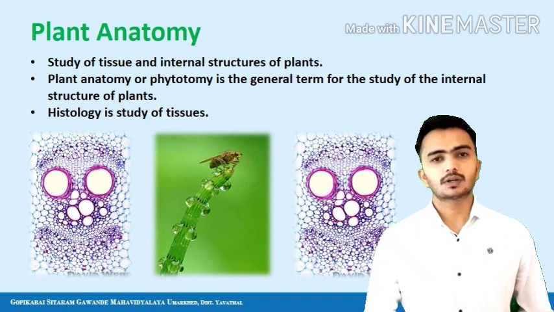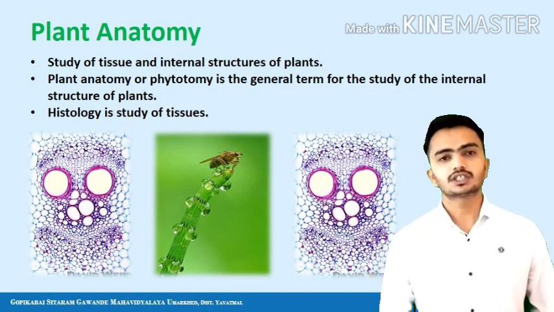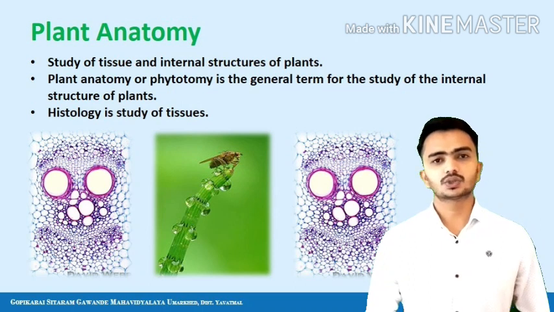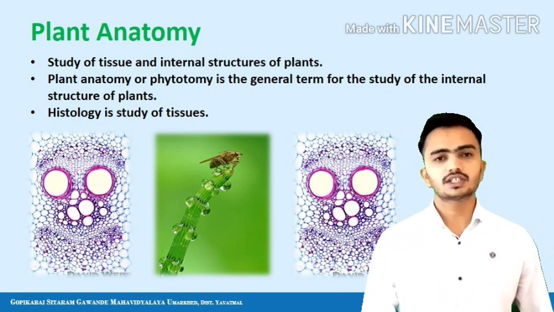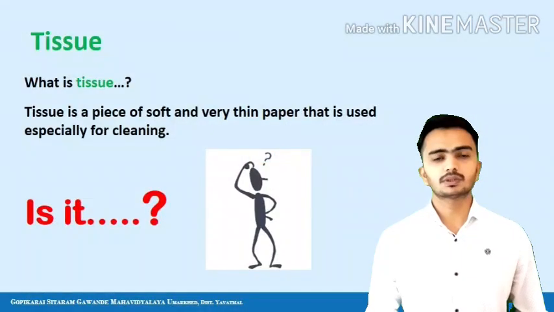Again, there is another branch of botany which deals with the study of tissue, known as histology. So that is another branch in which a detailed study of the tissue is carried out. So that is histology. So firstly we will see the term tissue. So what is meant by tissue?